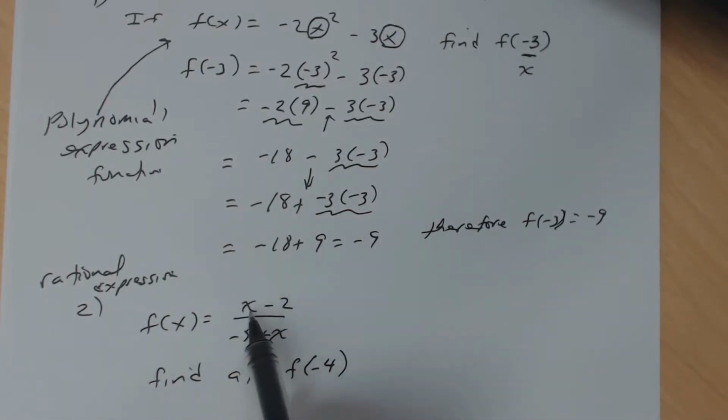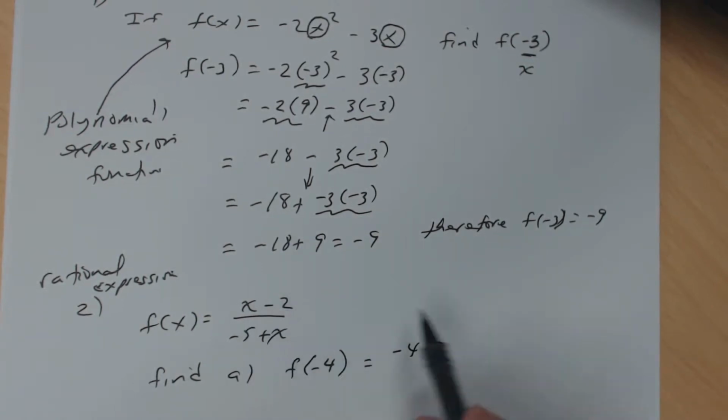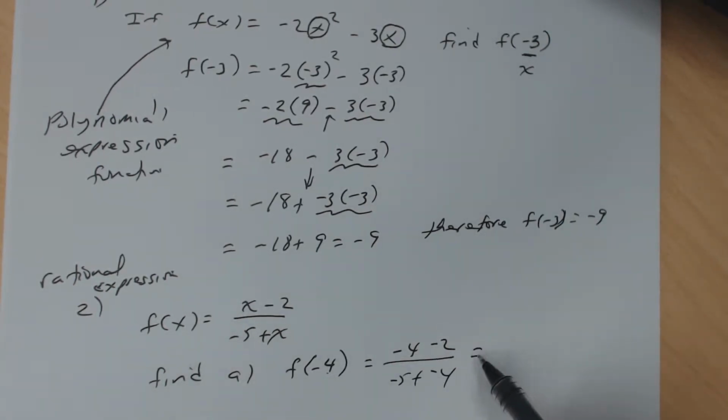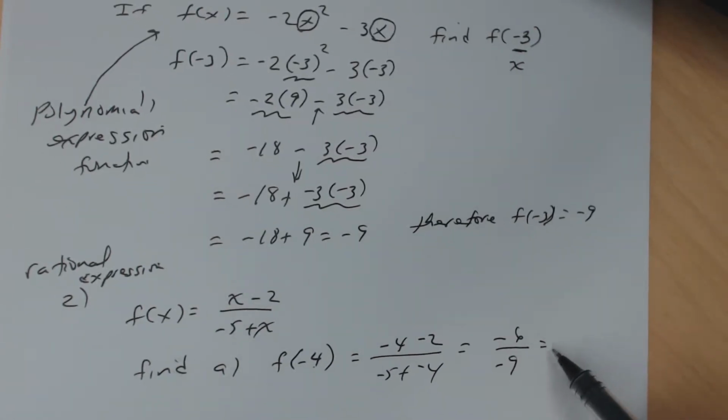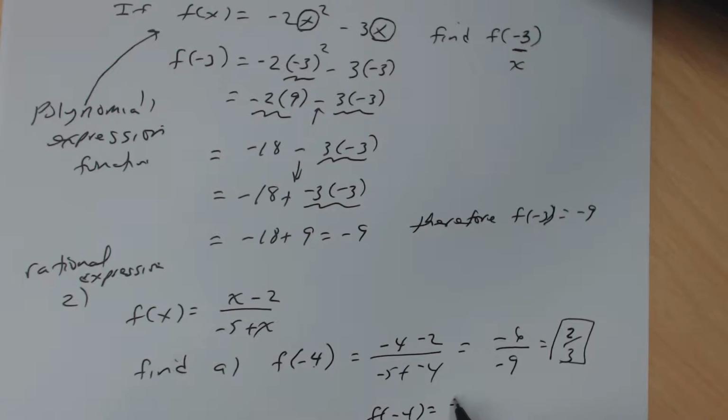So wherever we see the variable x, I'm going to plug in negative 4. So I get negative 4, that's x, minus 2, divided by negative 5 plus negative 4. And so simplifying the numerator, negative 4 and a negative 2 is negative 6. The denominator, negative 5 and a negative 4 is negative 9. Don't leave the answer like this. We expect you to know, first of all, that a negative divided by a negative is a positive, and when you reduce, that is 2/3. So f of negative 4 is going to equal 2/3.